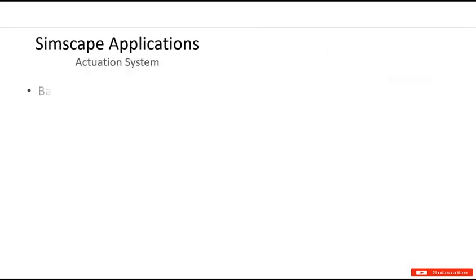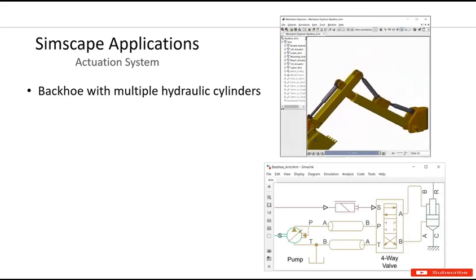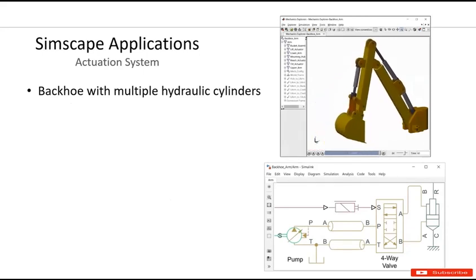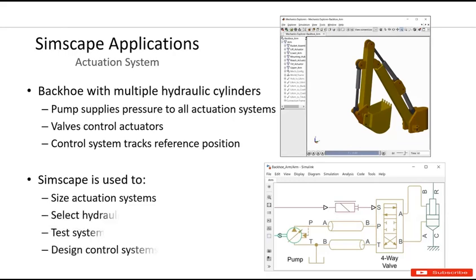Here is another example of a backhoe with multiple hydraulic cylinders, which has been developed in Simscape. It's a completely different example which focuses on the hydraulic domain. It has mechanical and hydraulic parts. So you can model the pumps and the valves, the control actuators, and the control system to track the reference positions.